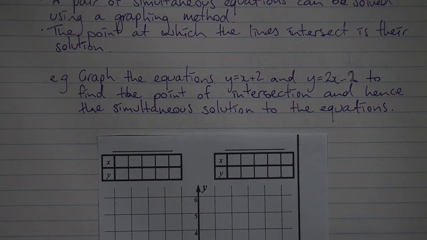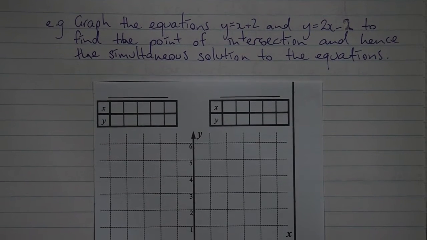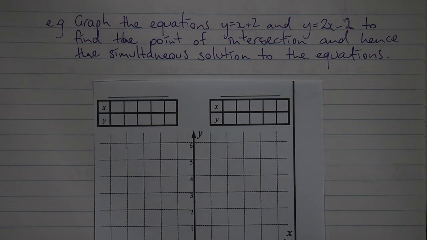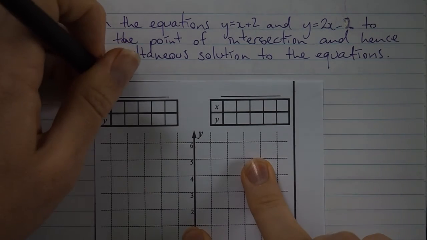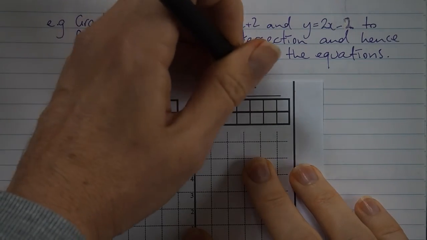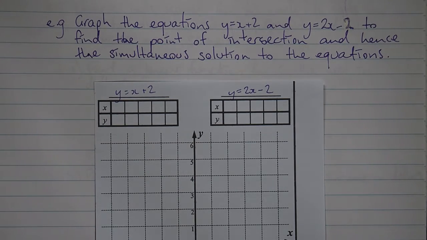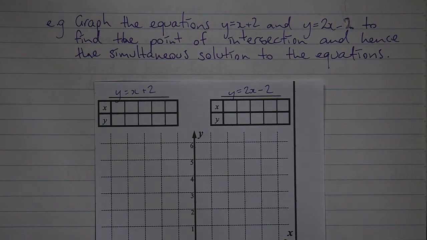We've been asked to graph the equations y equals x plus 2 and y equals 2x minus 2 to find the point of intersection and hence the simultaneous solution to the equations. So we'll write down our equations on our tables of values. Until you get really confident with graphing equations, I do suggest using a table of values just to have it set out nice and straightforward for you so you can look and make sure that you've got it right.